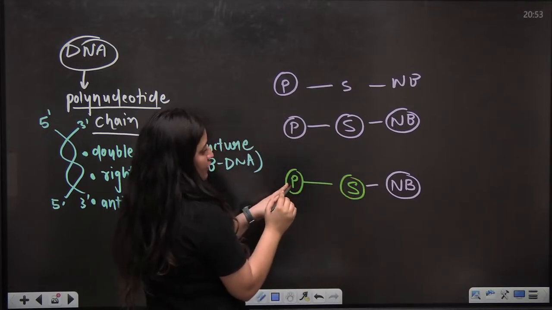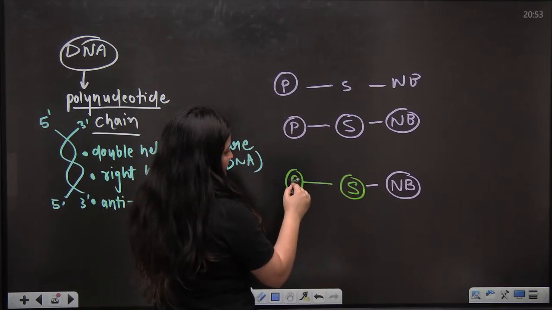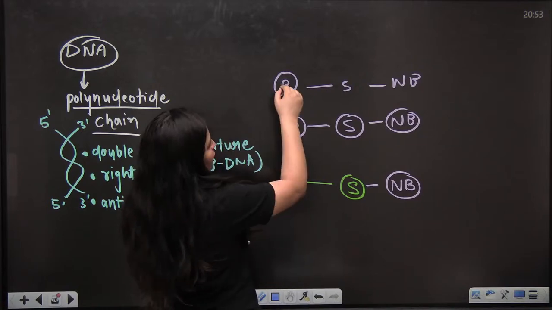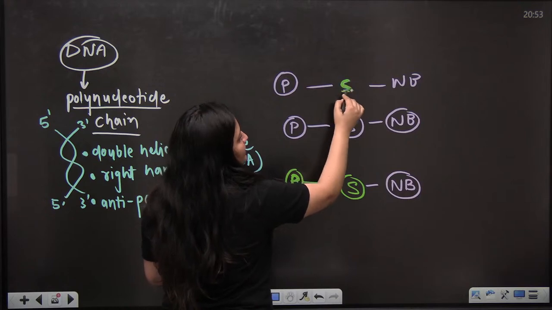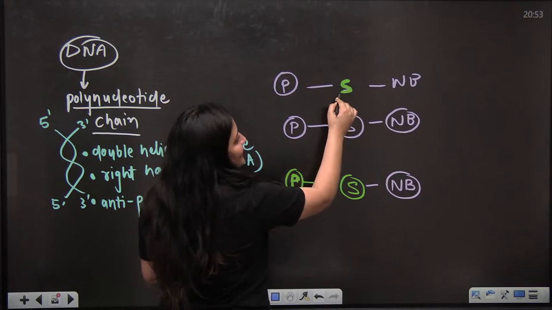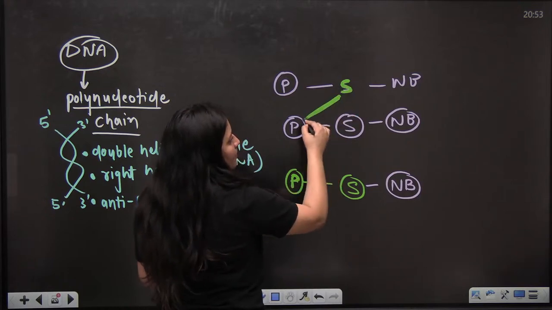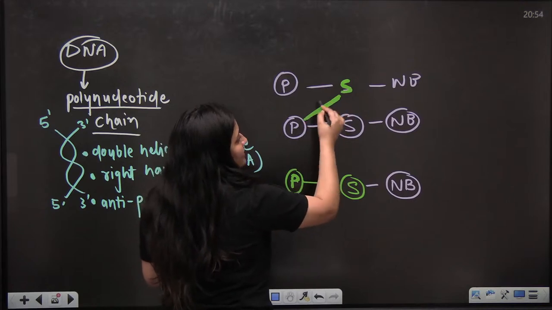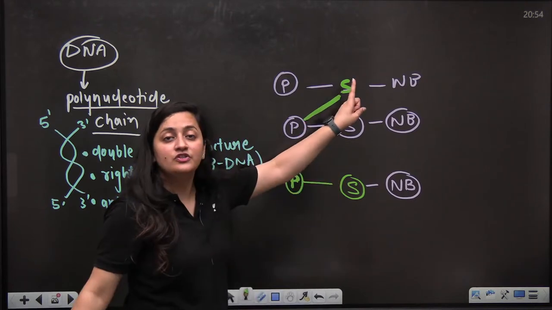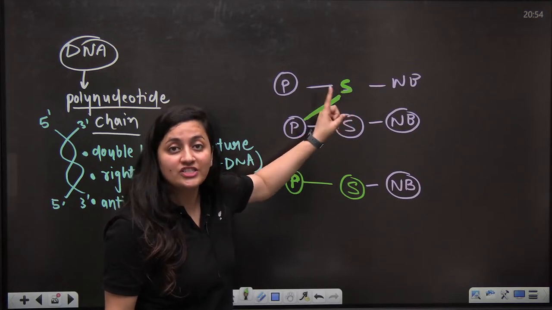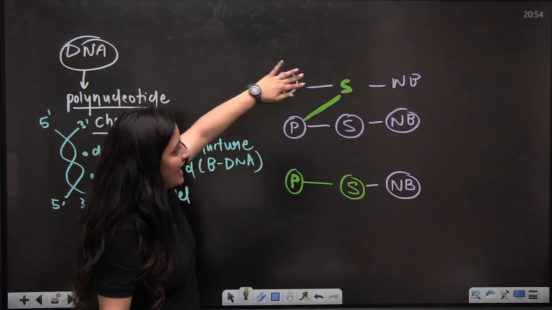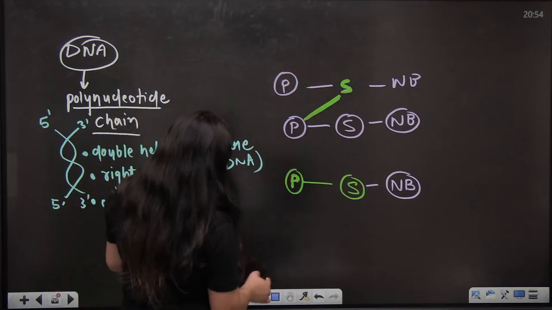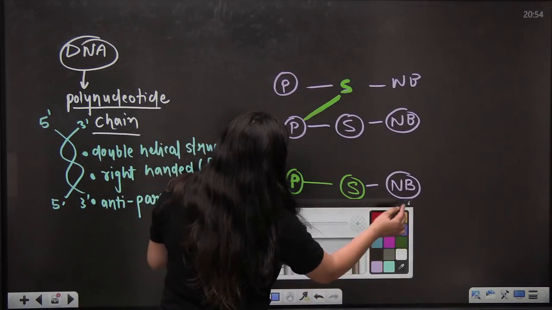So now this phosphate here, or you can see it from the upper side, this phosphate is free. Now, this is the sugar. The carbon which is present at third position, the OH group of that carbon will form the bond with the next phosphate. Actually, this is how it works, right? Listen to me very carefully. I'm going to clarify one doubt.